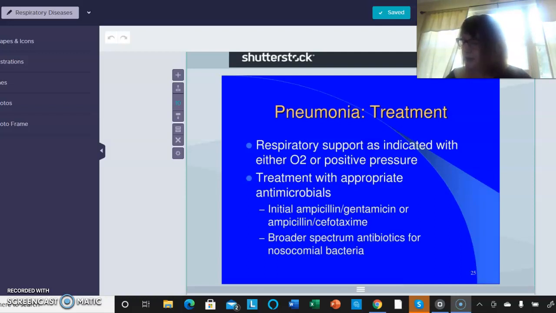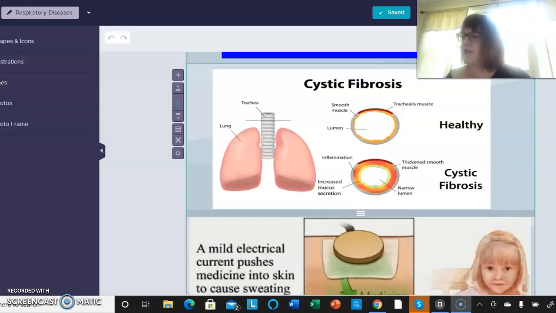nebulizer treatments. Cystic fibrosis is the most common serious genetic disease in Caucasians and is a chronic condition that affects the lungs and digestive system of the body. Children with CF, or cystic fibrosis, may have chronic lung infections or poor digestion of their foods. One in 25 Caucasians is a carrier.